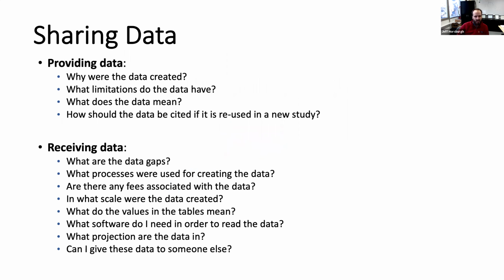Here are some questions and considerations that you might think of. Why were the data created? What limitations do they have? What do the data mean? How should the data be cited? Most repositories now have a specific section that says, here's how to cite these data. When you're receiving data, you probably want to know something about whether there are gaps in the data. What were the methods used? Are there any fees associated with the data? How can I actually use the data? Can I give the data to somebody else? Is the license that I'm downloading the data under restrictive? Those are all considerations.